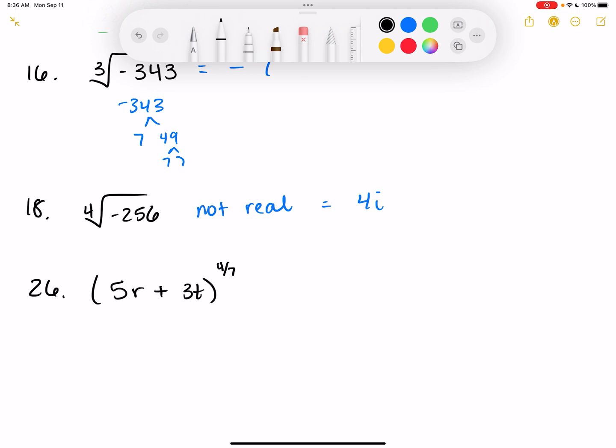So basically, we just need to rewrite this as a radical because it gave it to us in exponential form. So when we do this, this was kind of going back to the last section a little bit. Whatever the denominator is, our root, and the numerator is the power. So this will just be the 7th root of 5r plus 3t raised to the 4th.